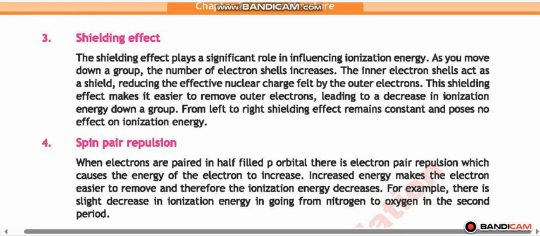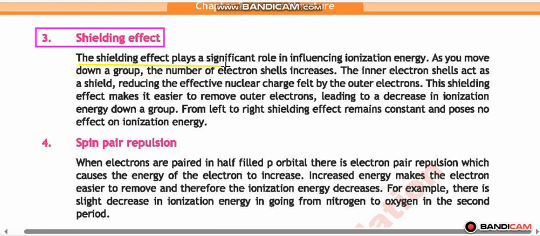Next one is called the shielding effect. Students, you may see that the shielding effect is working in a group and it doesn't work in a period, because in a period the number of shells is the same, so the shielding effect also is the same. Now we discuss the shielding effect in detail.